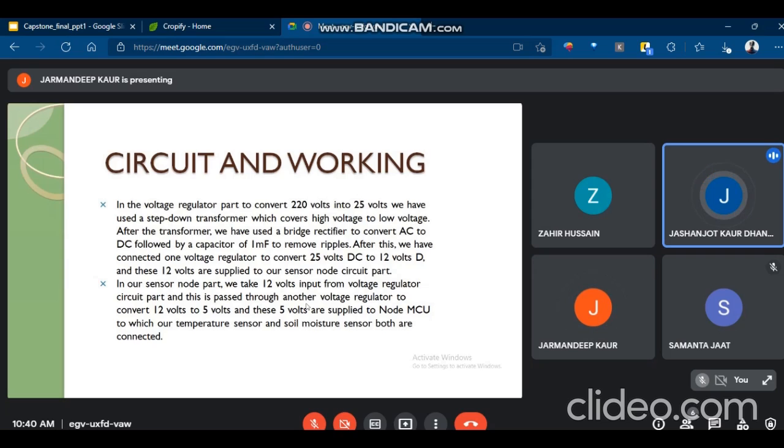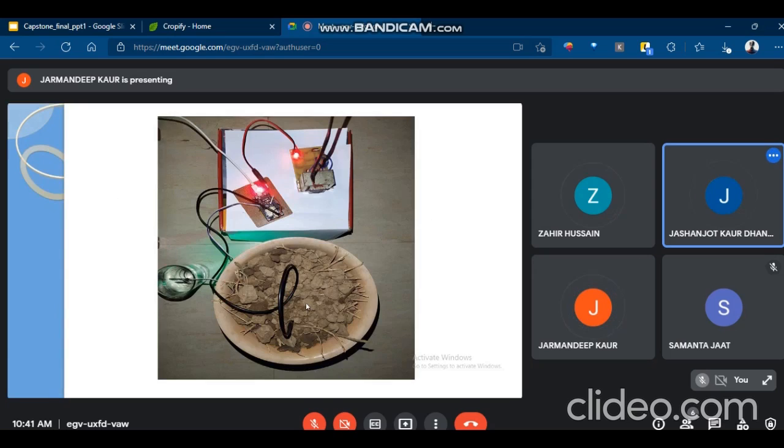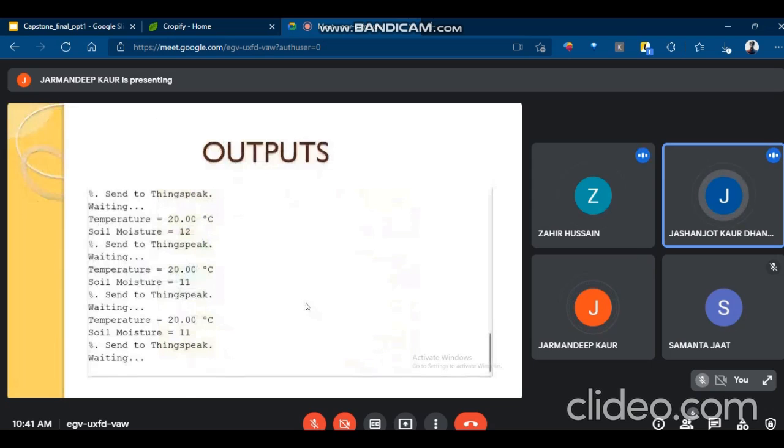In our code, we have included various libraries like Dallas libraries and OneWire libraries, and also the ESP8266 board to get information. Now let's see the outputs.